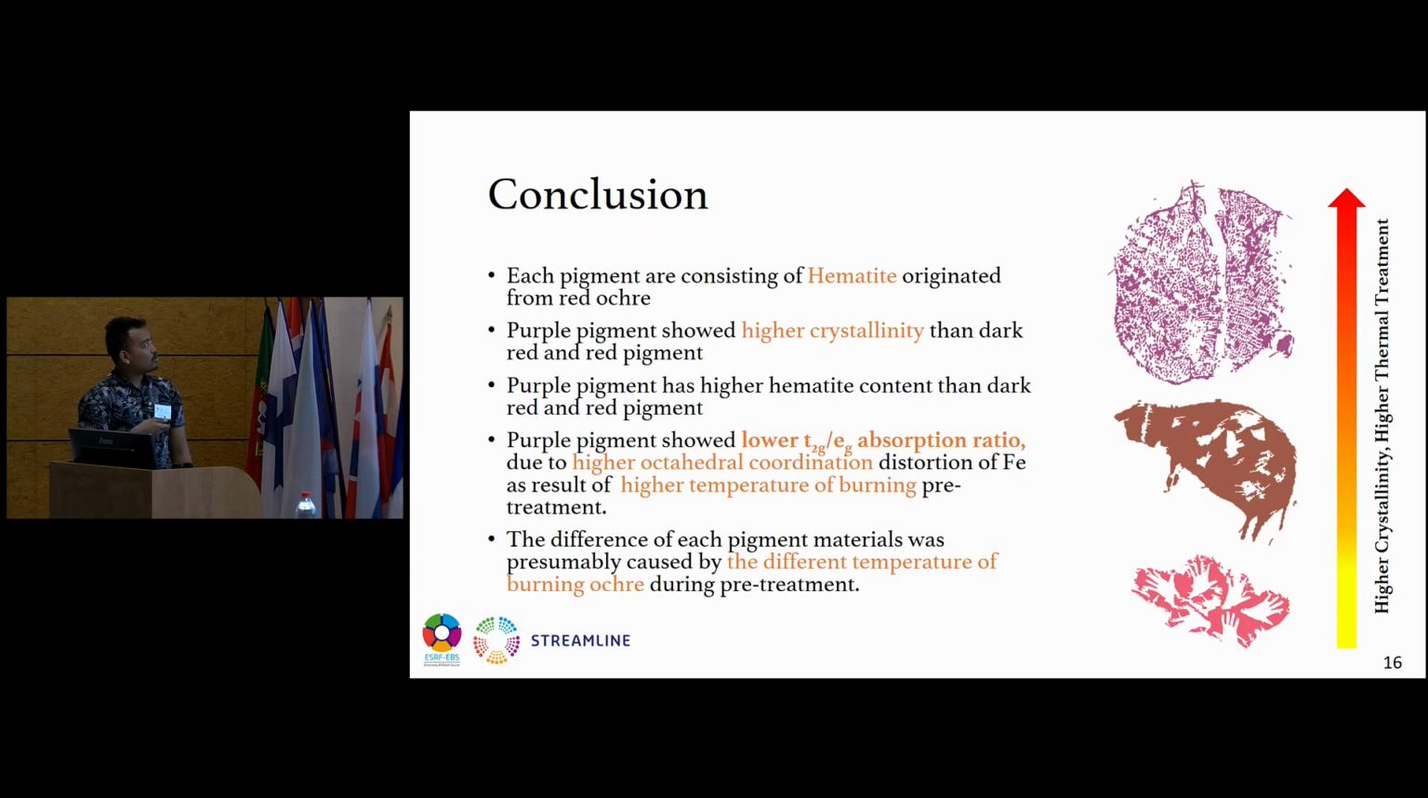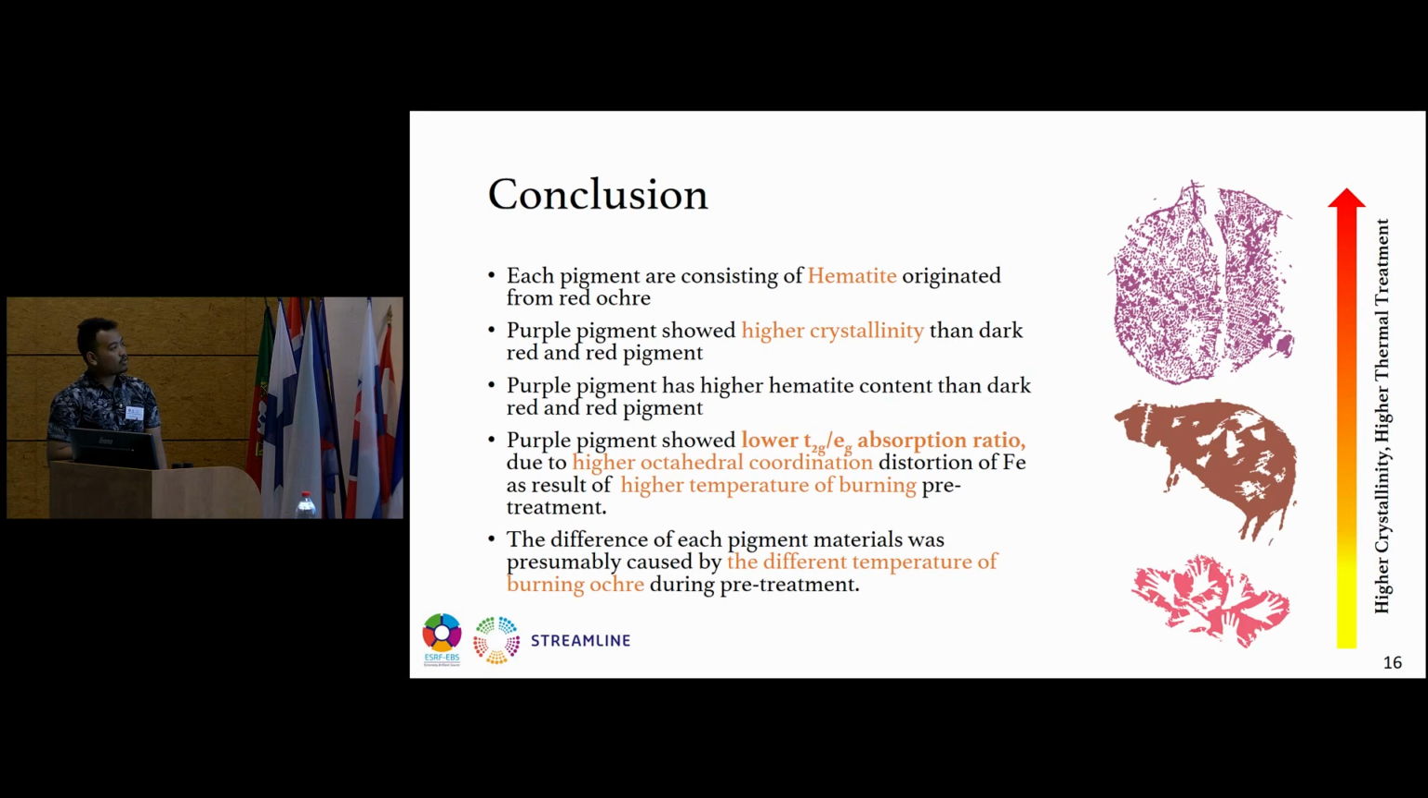So we jump to the conclusion. The pigments are consistent with hematite originating from red ochre. The purple pigment shows higher crystallinity than the dark red and red pigments. The purple pigment has a higher hematite content than the dark red and red pigments. The purple pigment shows a lower t2g to eg absorption ratio due to the higher octahedral coordination distortion of the iron as a result of the higher temperature burning pre-treatment. The differences among the pigment materials were presumably caused by different burning temperatures during the pre-treatment.